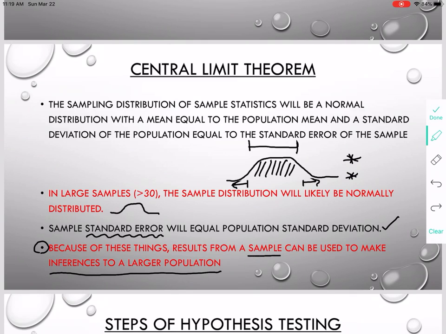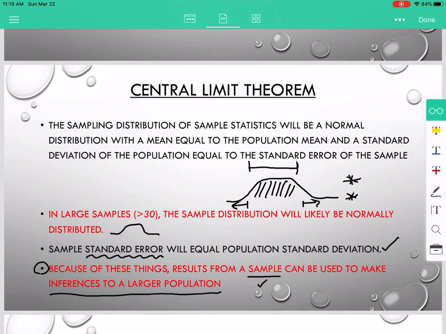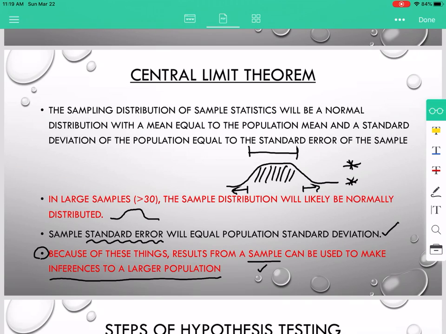And all of those things put together means that we can get a sample, collect data from a sample, and from that representative sample, we can make inferences to a larger population, because that's really what we're doing all the time in inferential statistics. We're not able to measure the whole population, so we take a smaller sample. And if we do it properly, that sample will represent the population, and we can make inferences from the sample to the population.